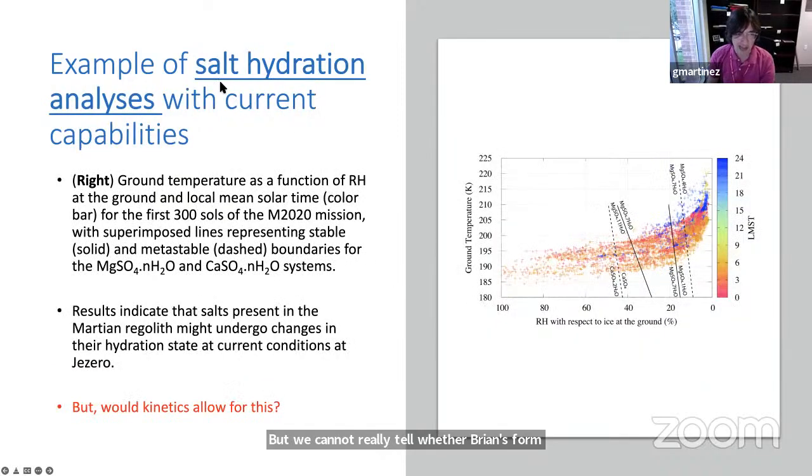So moving to salt hydration, we have a similar problem here. On the right, I'm showing again the ground temperature as a function of relative humidity with respect to ice. And in this case, I'm showing values for the Mars 2020 mission, which by the way are very similar to MSL's.